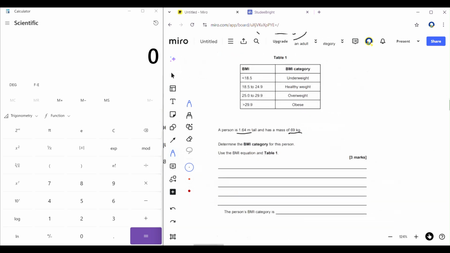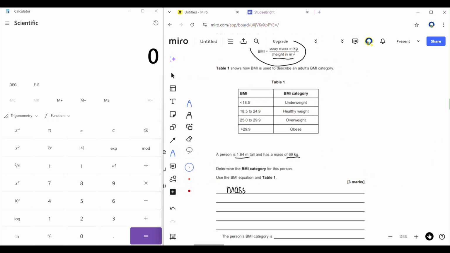So let me just write this down. So you've got the mass, I'm just going to write it short, over the height, and this value is squared. Okay, this value is squared. So all we do is we do 69, which is the mass, over 1.64 squared. Okay, so let's have a look. I will be using this calculator on my computer, but be sure you are using the calculator that you have on hand to see if you can do it.